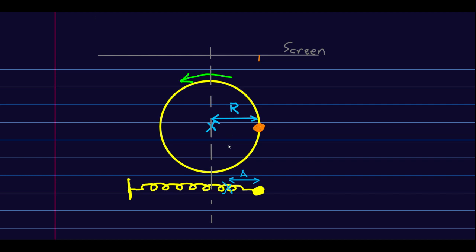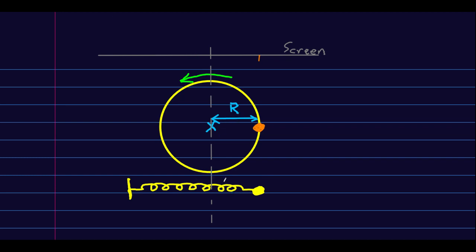Now, that means that half a period later, the mass on the spring is going to be over here. But half a period later, the thing on the circle is going to be over here. And so its shadow is here, and the shadow of the oscillating object is here, and they haven't stayed lined up. So if the amplitude here doesn't match this radius, then there's no hope that these shadows will stay on top of each other.